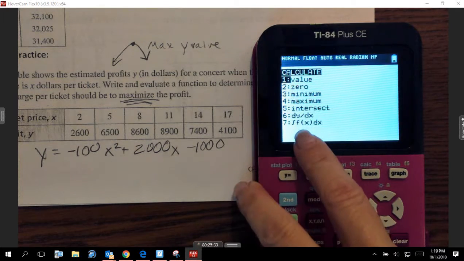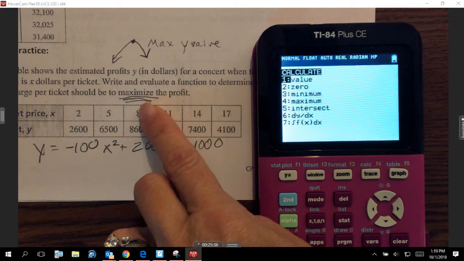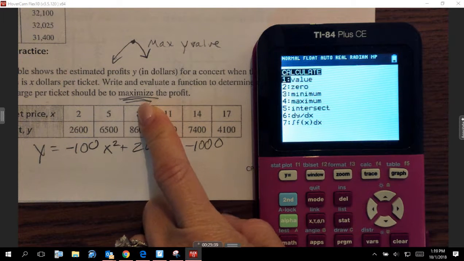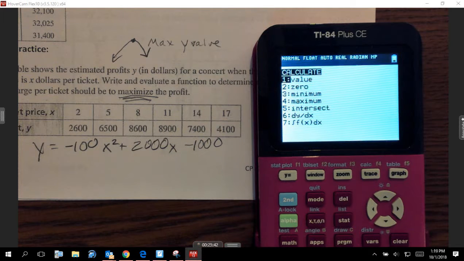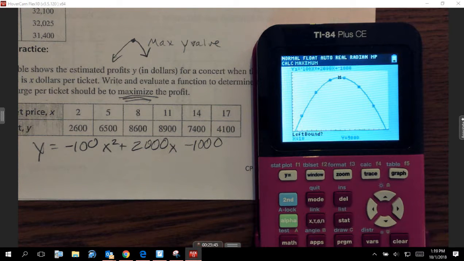When you look at the choices, and you look at what they're asking us to do, what do you think we have to choose? Maximum. Number 4. And then it will always ask for the left bound, that left boundary. My x's are going from 0 to 20. It's just asking for a number that is definitely to the left of this vertex. You don't know what the vertex is, but give me any number that you know for sure by looking at it is to the left. 1, 2, yeah, 5, anything on that side. So all you have to do is type it in, 5.